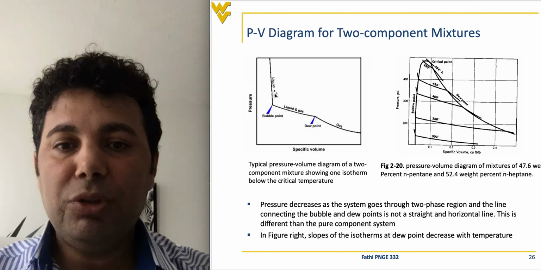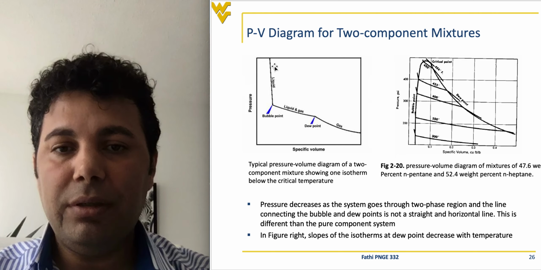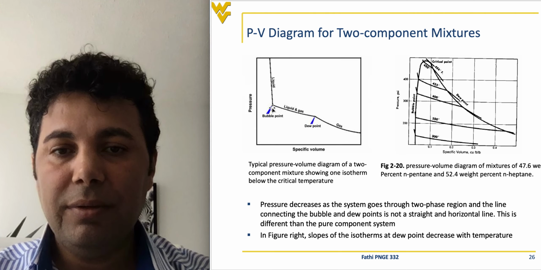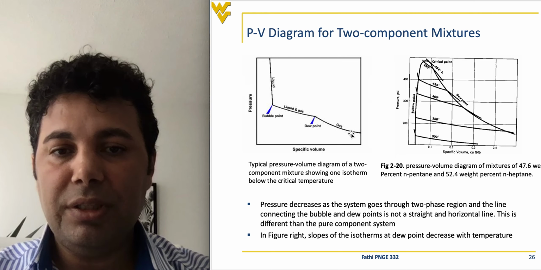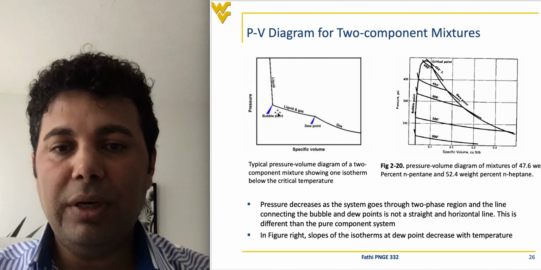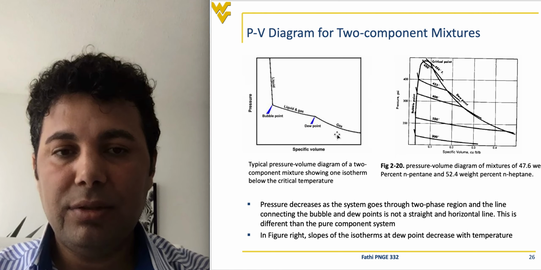So there will be three distinct behaviors. One with a very high slope, that's where we have liquid till we hit the bubble point, and then with the second slope, and then with the third slope, which is the gas. So we have liquid, liquid plus gas, and the gas zone.